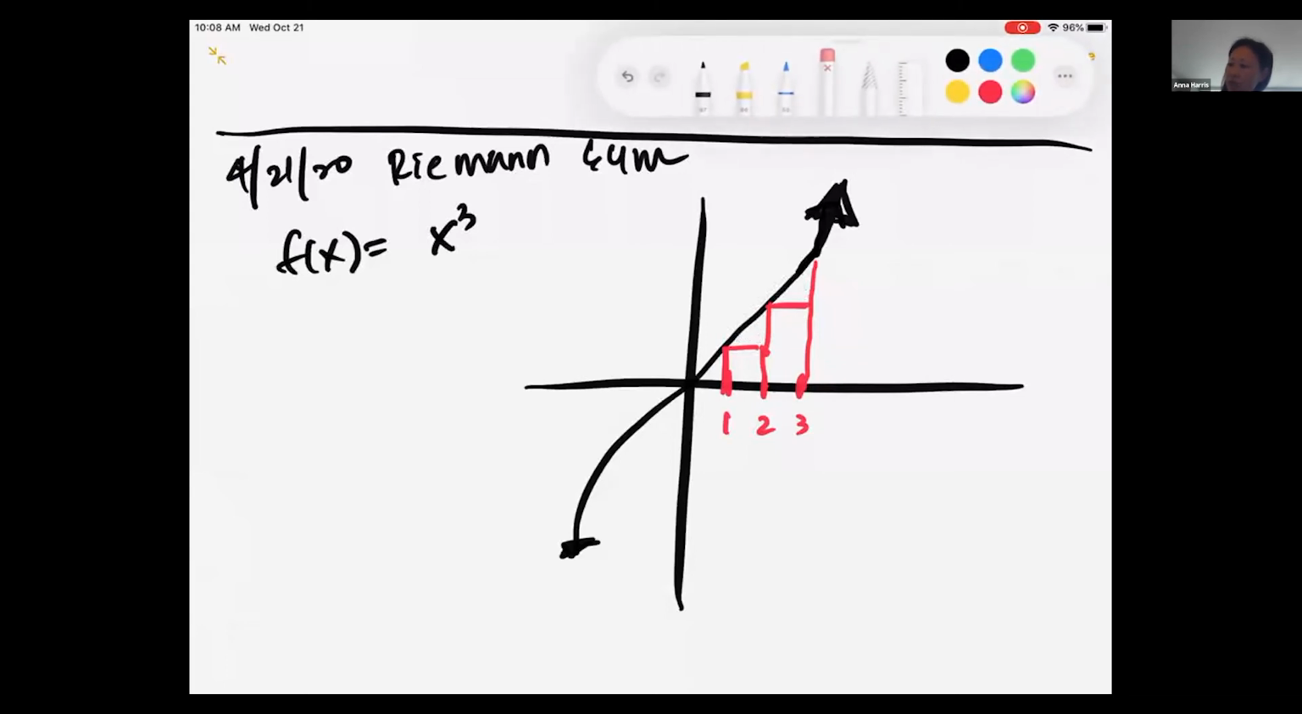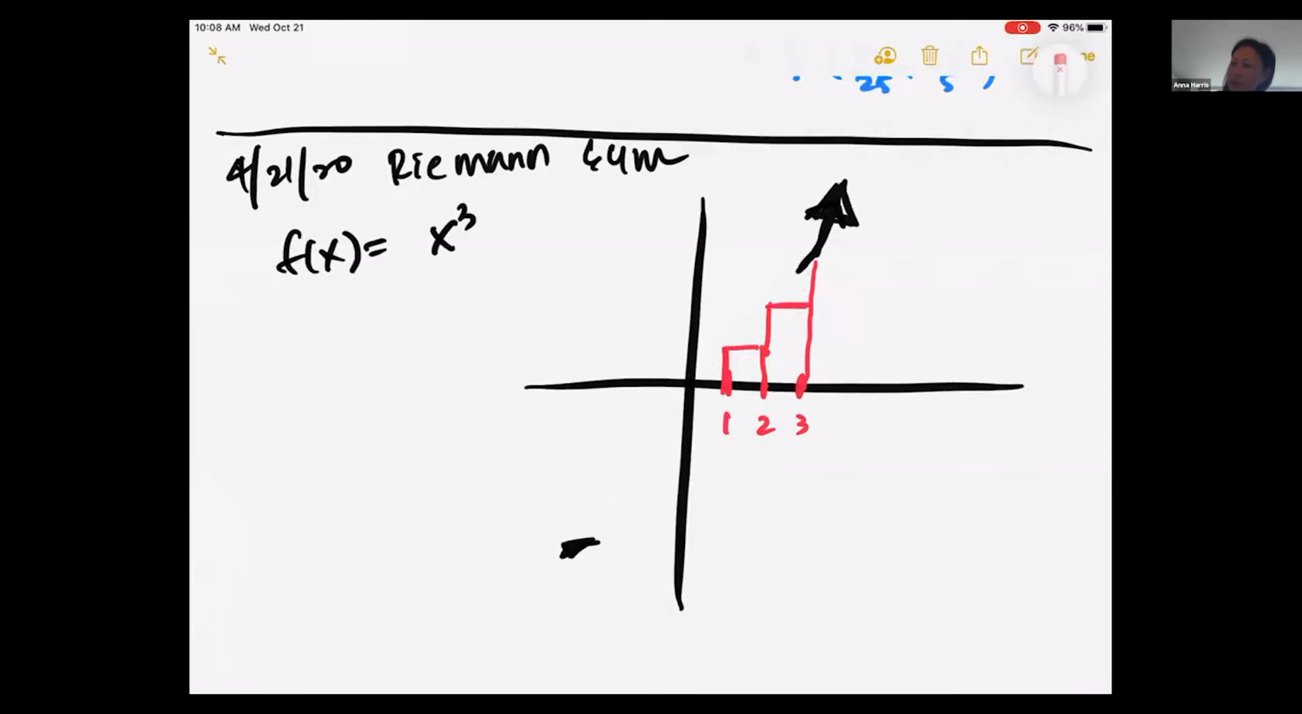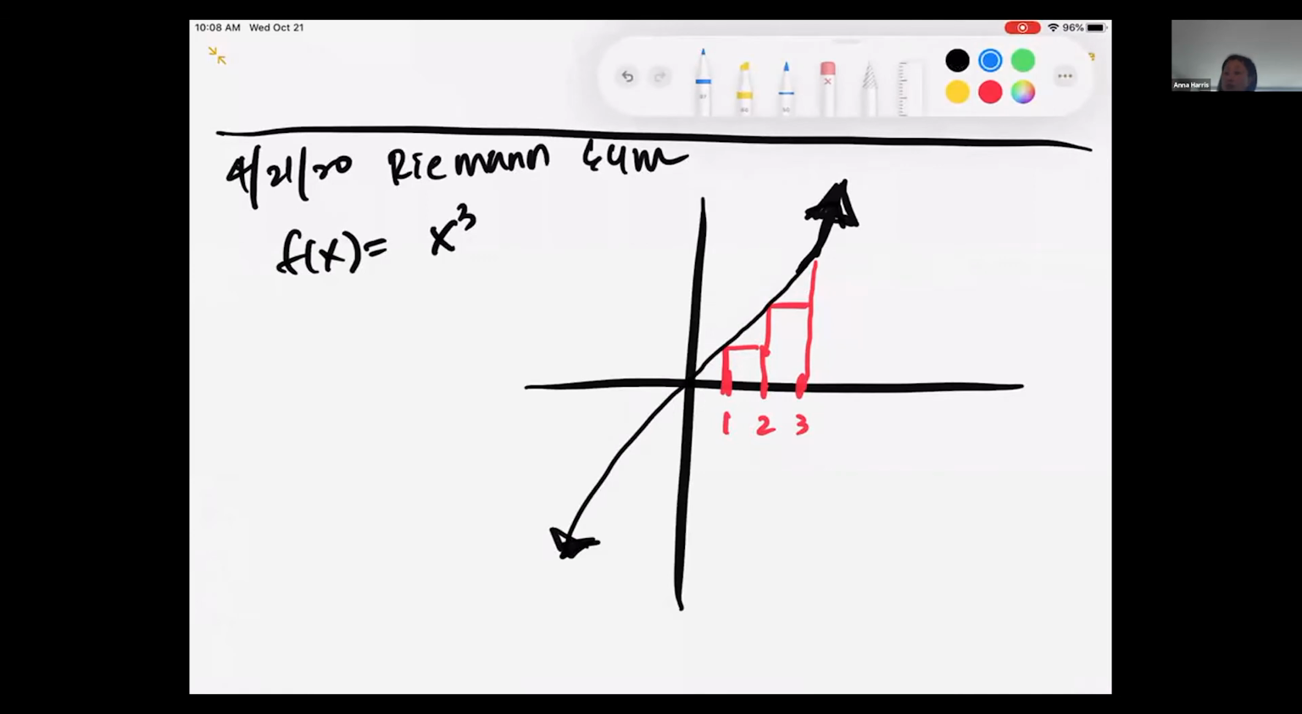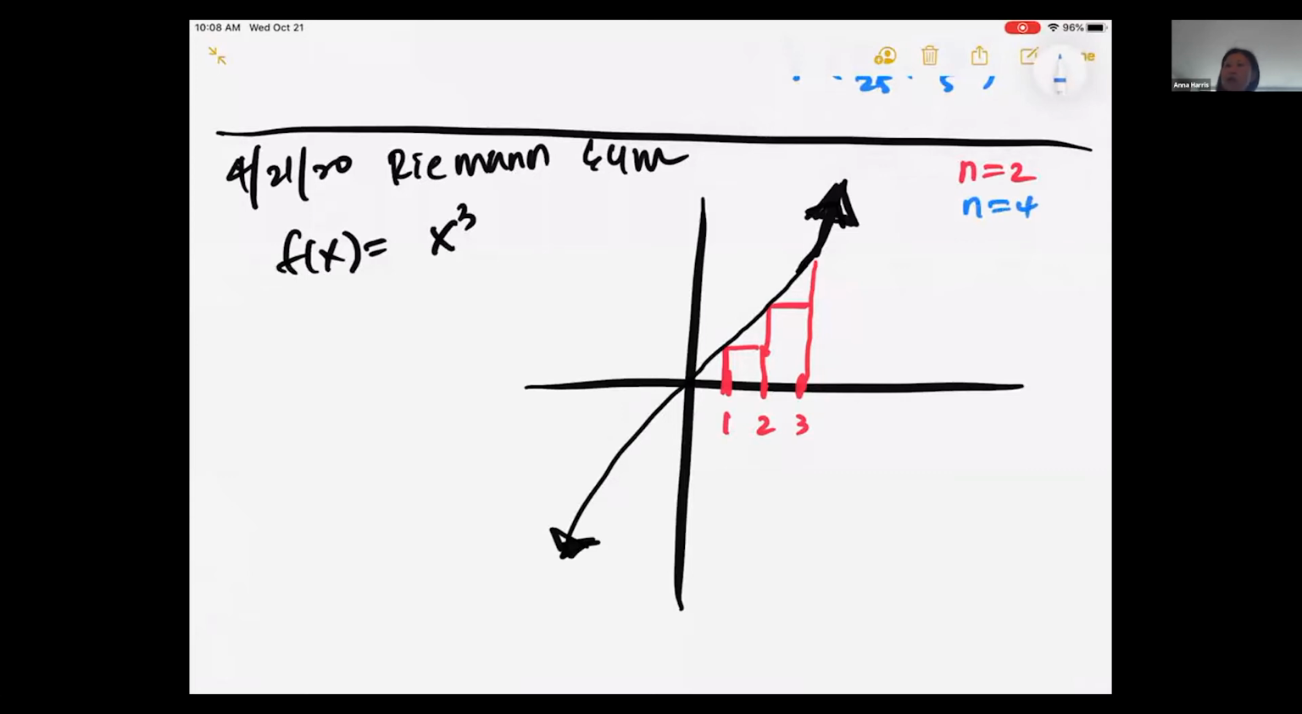I decide to draw 4 rectangles. Not 2, but I'm going to draw 4. So I'm going to draw 2 more. Okay, I'm going to draw 2 more. I'm going to have 4. Okay, so the red one is n equal to 2. Now I want to do n equal to 4, 4 rectangles. Okay, so I'm going to draw.